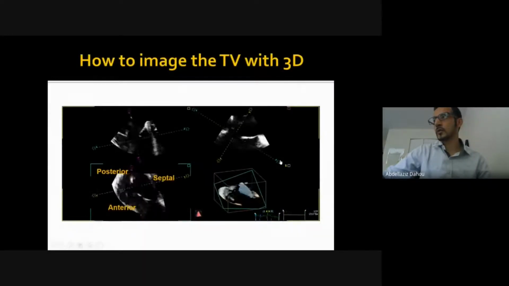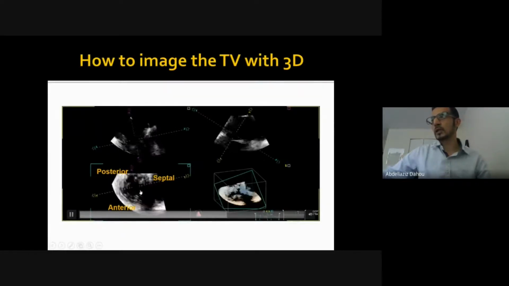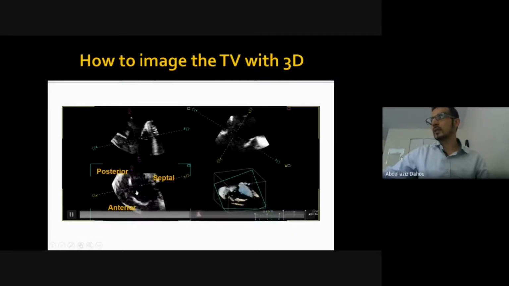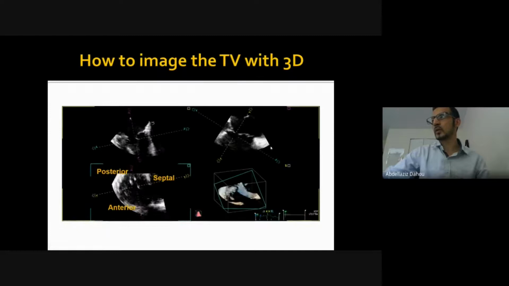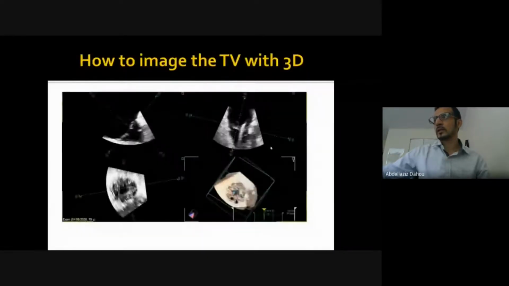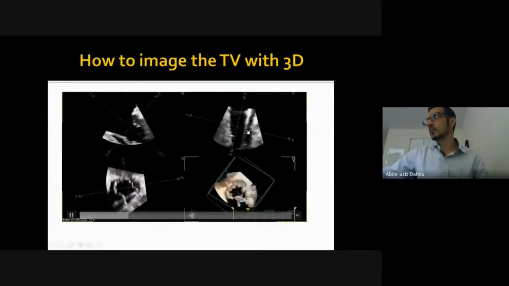Another example of reconstruction here with the three leaflets. So 3D is very helpful. You can measure many things. You can get a lot of information, measure the gap size, the leaflet size, and you can measure the length of the leaflet, because this is also important for edge-to-edge repair devices.